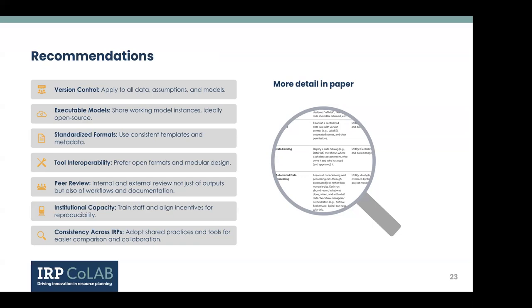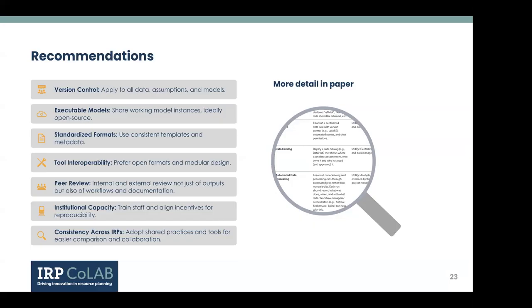For each of these recommendations, there is more detail in the paper, broken down exactly what are the steps you could take, who would be responsible for these steps. Sometimes it's the regulator, sometimes it's the data team within a utility, so chief data officer or whatever. Sometimes it might be an IRP team. And what is the benefit if you do this? So if you look at the paper, you will, for each of these recommendations, get a table with concrete steps that you can take to get started with this.